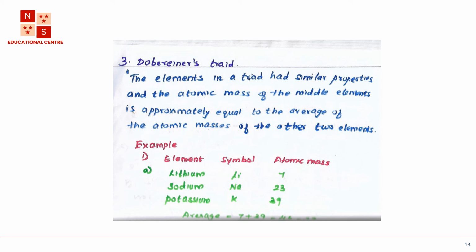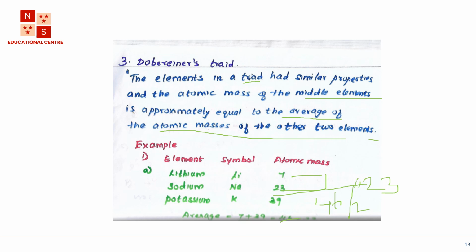And Dobereiner's triads, we already know them. In Dobereiner's triads, the elements are arranged in triads. Triads means three elements. The atomic mass of the middle element is approximately equal to the average of the other two elements. When you add these two elements, you get 46. 46 divided by 2 is 23. So you get exactly the middle one. That is Dobereiner's triads.